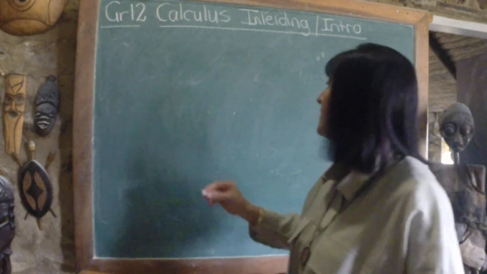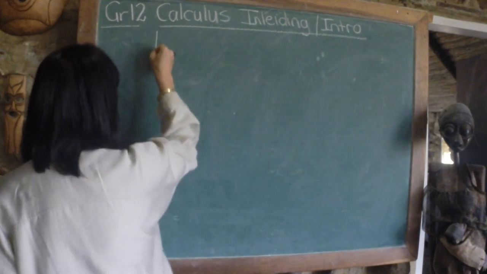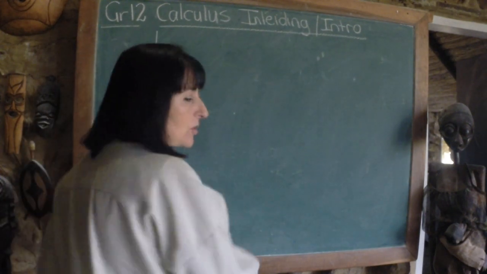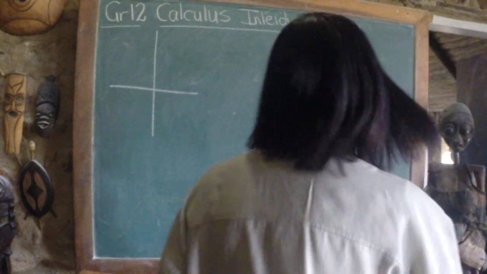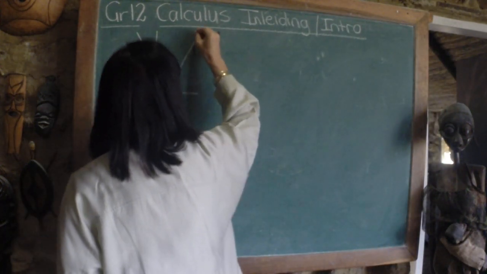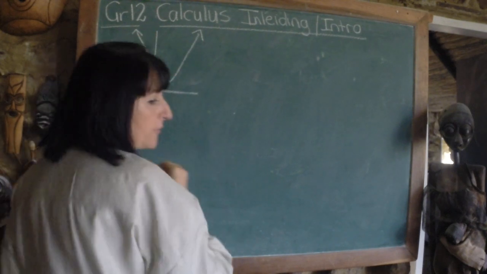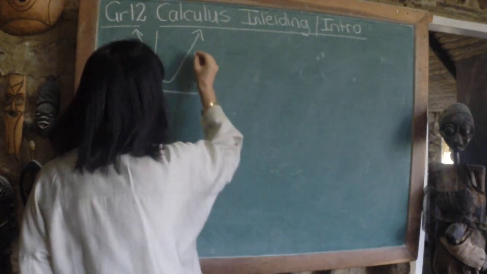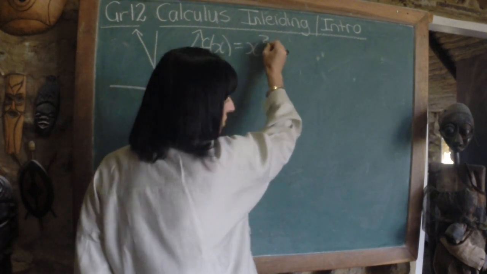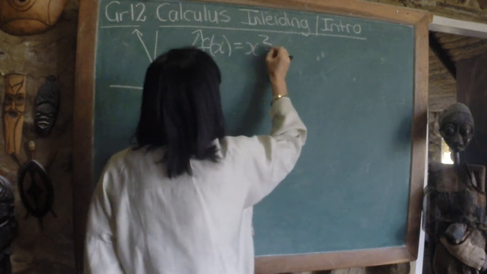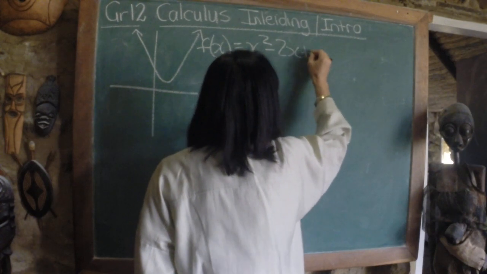Let's investigate the average gradient between two points. Let's draw a parabola. And the name of this parabola is f(x) equals x squared minus 2x plus 2.